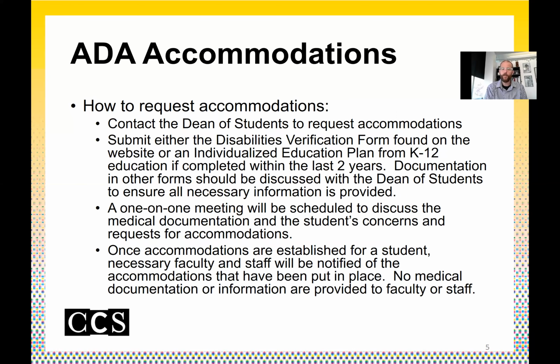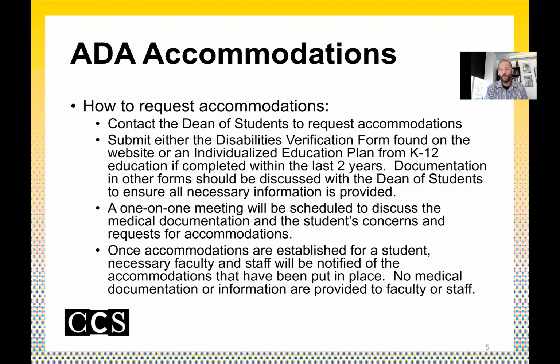The basic overview for requesting accommodations. Step one is to contact myself, the Dean of Students, to request those accommodations. Either email or phone call is fine. Either one will work. From that point, you would submit either a disability verification form, which we found on the website, or your individualized education plan from the K through 12 education system, provided it was completed within the last 2 years.